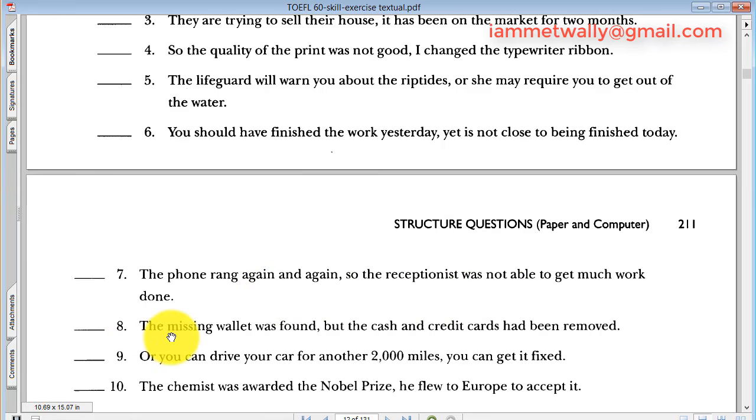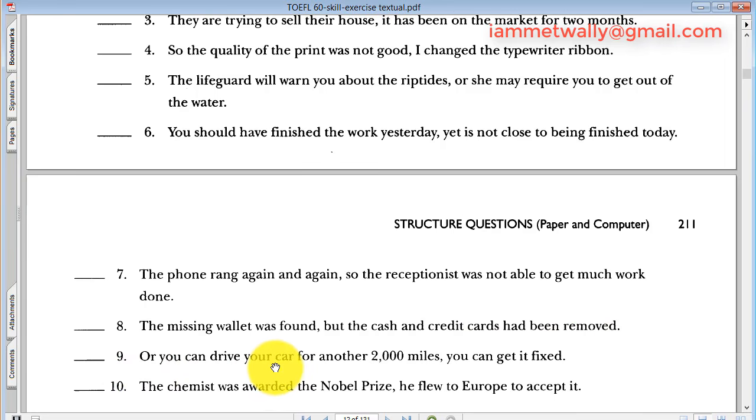8. The missing wallet was found, but the cash and the credit card had been removed. The missing wallet is the subject, was found is the verb, I have a comma, then I have a connector, but the cash and the credit card, this is the other subject, had been removed is the verb. This sentence is not missing anything and the meaning is okay and it's correct.